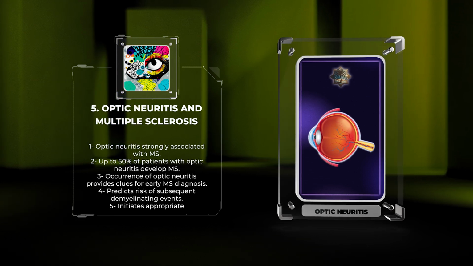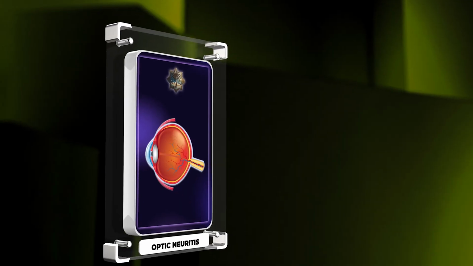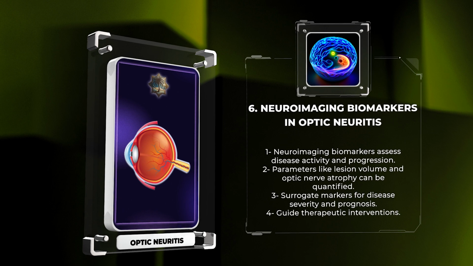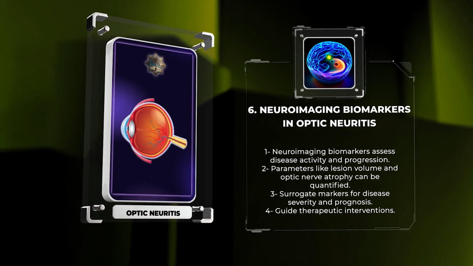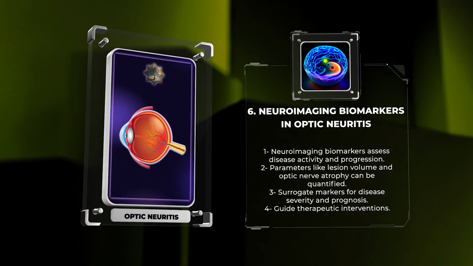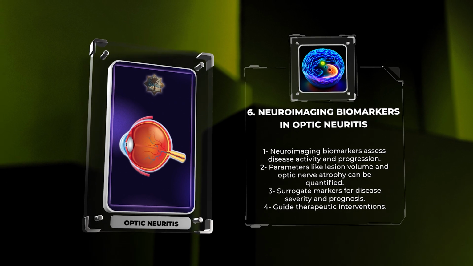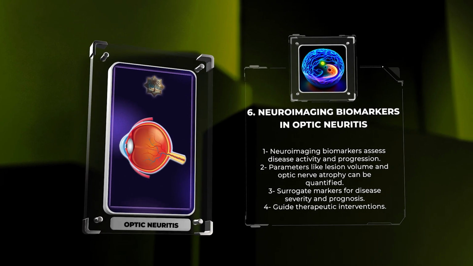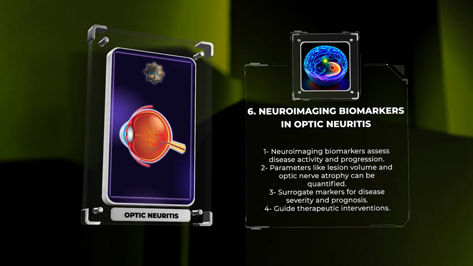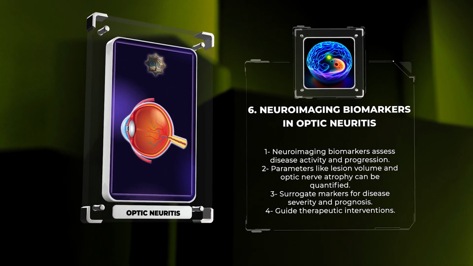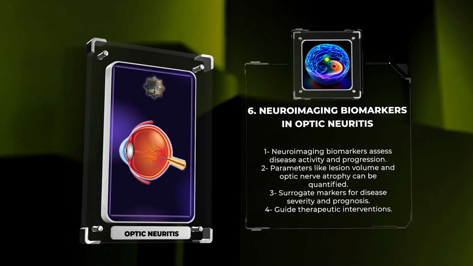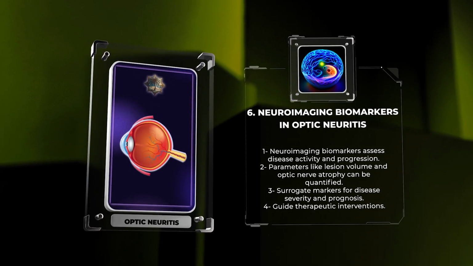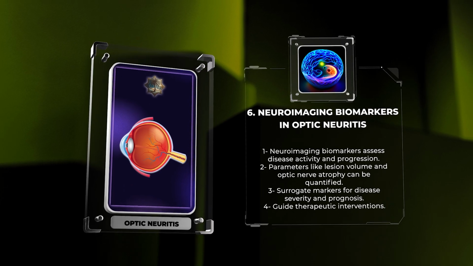appropriate disease-modifying therapies. Neuroimaging biomarkers are invaluable tools for assessing disease activity, progression, and response to treatment in optic neuritis. With advances in neuroimaging techniques, various parameters, such as lesion volume, optic nerve atrophy, and magnetization transfer ratio, can be quantified and used as surrogate markers for disease severity and prognosis. Incorporating neuroimaging biomarkers into clinical trials and routine practice can help guide therapeutic interventions and improve patient outcomes.